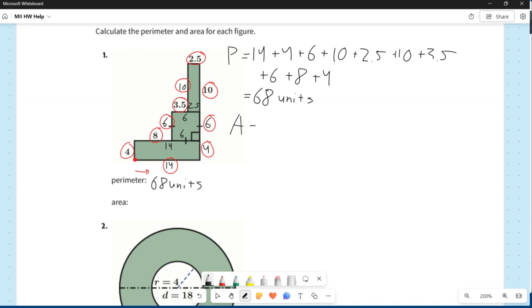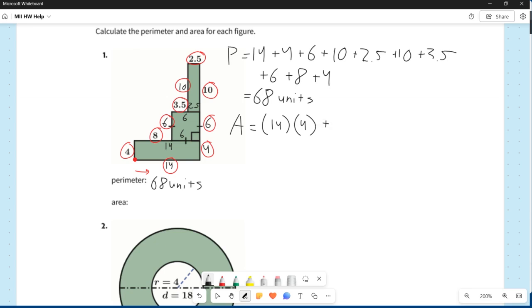For area, the total area of this composite figure is simply going to be the sum of the areas of each individual figure. So again, we've got three rectangles here, and so if I find the area of each individual rectangle and add them up, we will get the total area. So if I take a look at the bottom figure, it has a base of 14 and a height of 4. So that's the area of the bottom figure, plus.